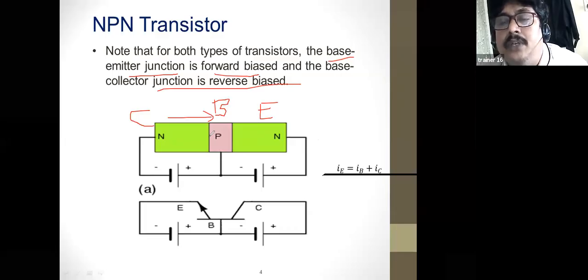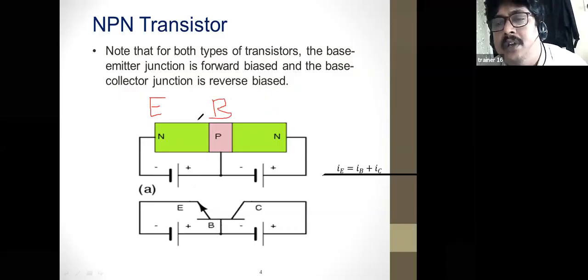If you take the emitter here in the observations, this is the emitter, and this is the base. Under the figure, we can follow this. We can also go in the opposite direction: emitter, base, collector. We can take either, because both are N-type, and this is the collector. Do you understand?